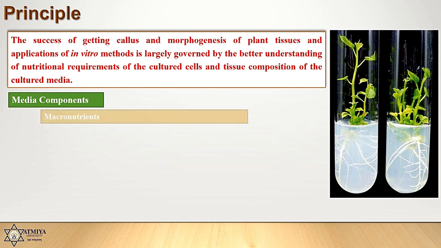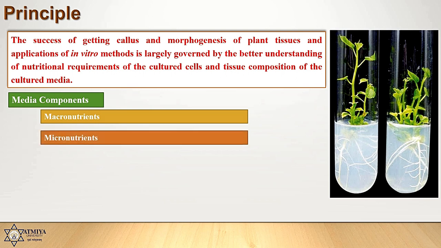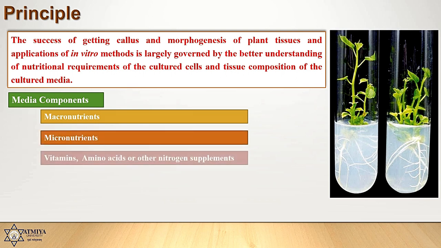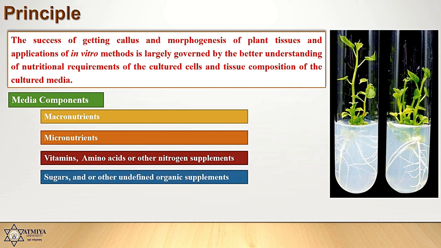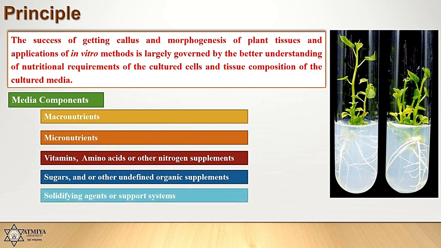First, macronutrients. Second, micronutrients. Third, vitamins. Fourth, amino acids or other nitrogen supplements. Fifth, sugars, and/or other undefined organic supplements. Sixth, solidifying agents or support systems. And seventh, plant growth regulators. Several media formulations are commonly used for the majority of all cell and tissue culture work.